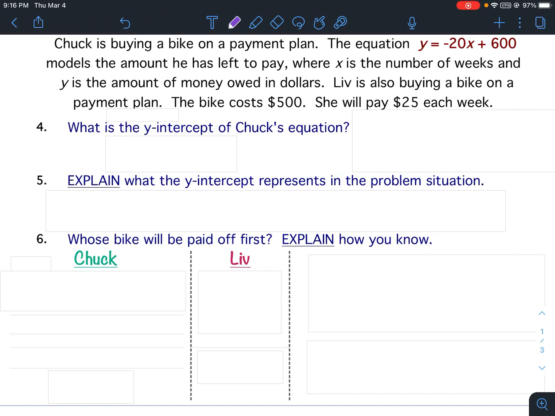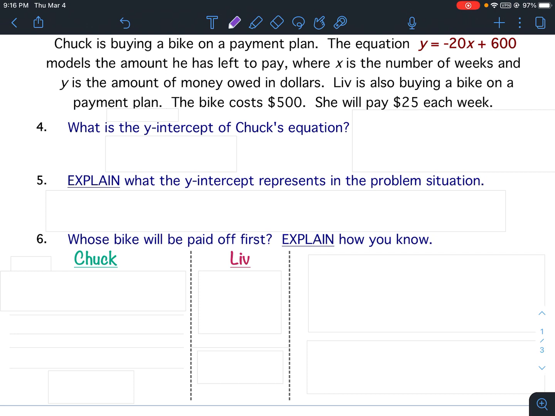Bellwork 13A. We are on the back of the Bellwork. Chuck is buying a bike on a payment plan. The equation y equals negative 20x plus 600 models the amount he has left to pay, where x is the number of weeks and y is the amount of money owed in dollars.